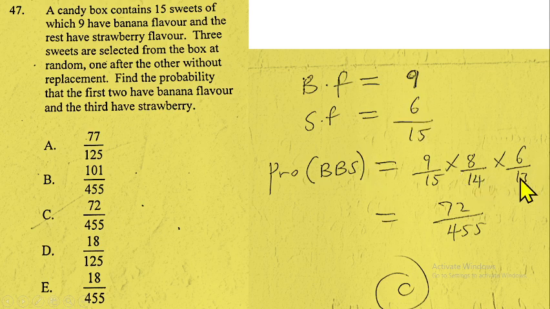Then the bulb you have left there was 13. So if that should be the case now, we can reduce this value. If you reduce the value, you have 72 over 455 as your answer. And option C is the correct option for question number 47.